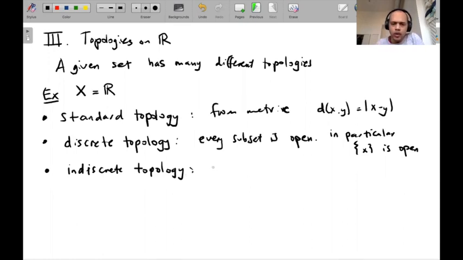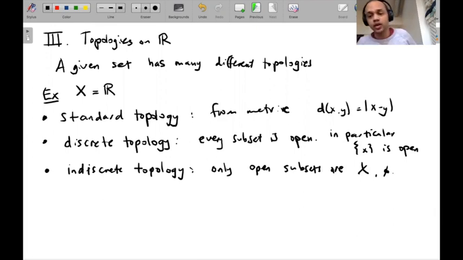In which the only open subsets are X and the empty set. So in any topological space, we insist that X and the empty set are open, but in the indiscrete topology, we say that's it. And this is a topology. And you can just check the axioms hold for this example.